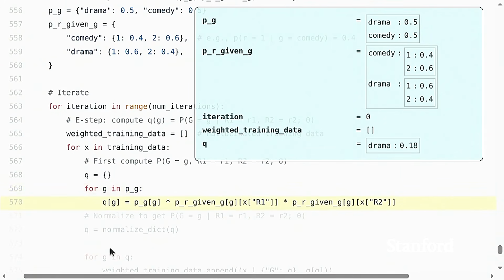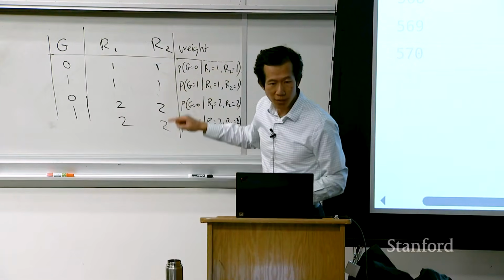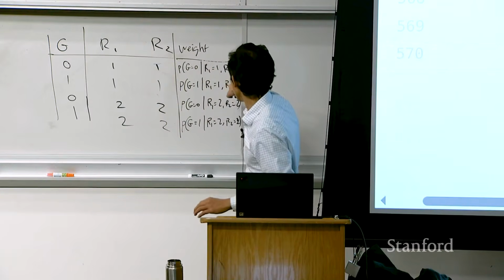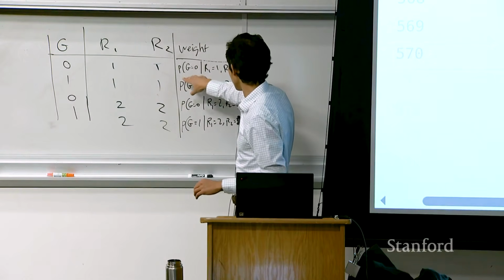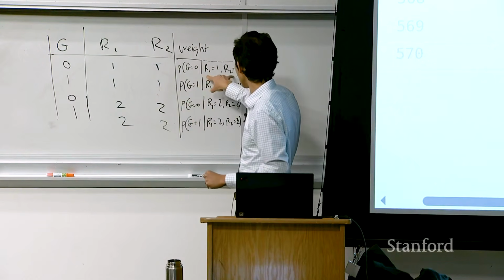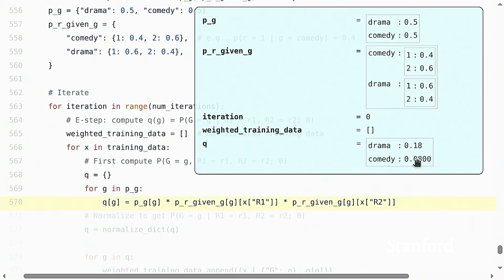Okay, so now I have to compute these values. Well, that is simply the joint distribution normalized by the marginal, the probability of the evidence. And to compute the joint, I have the probability of G times the probability of R1 given G times the probability of R2 given G. Okay, so that gives me drama, and then for comedy, I get some number. This is all based on these parameters here.